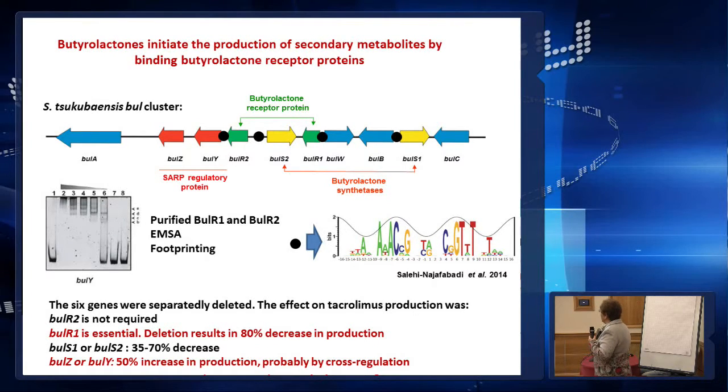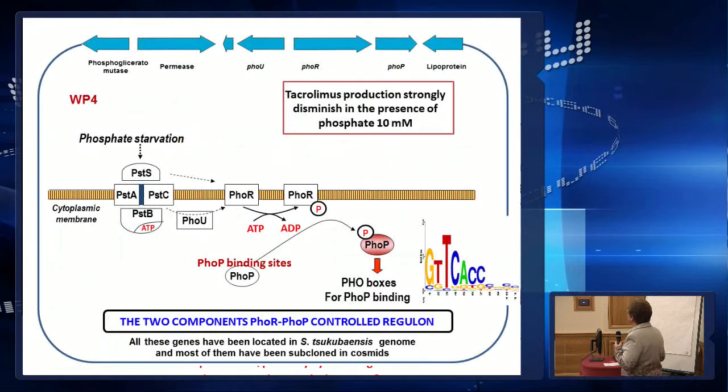So at this point, we know that it's possible to get better producer strains by increasing the copy number of the BulR gene, the BulR1 gene.